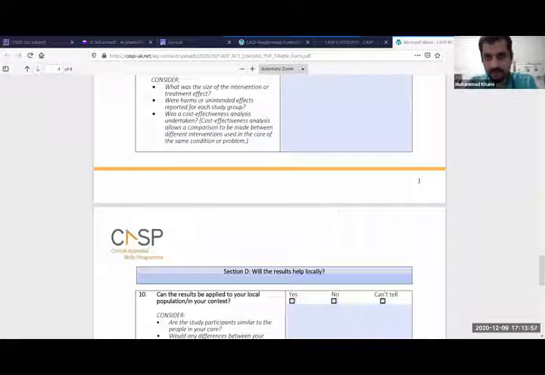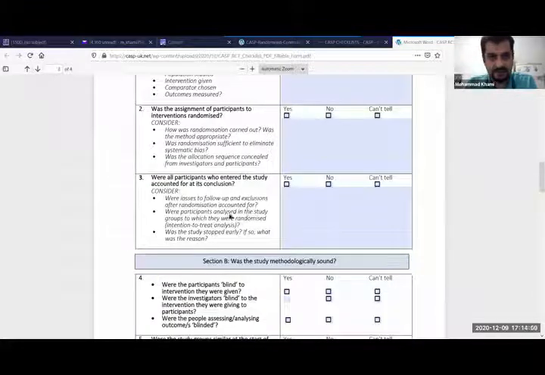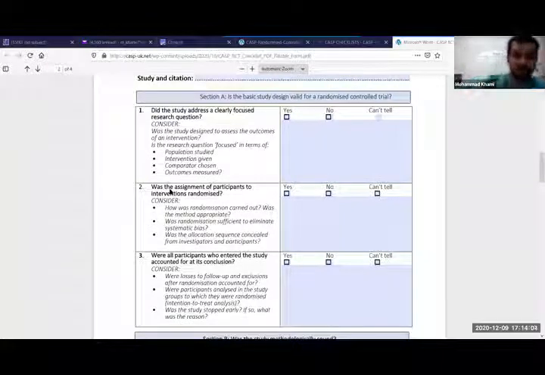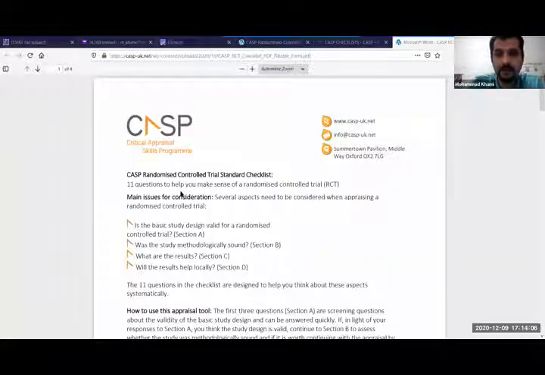Okay, this was the CASP Critical Appraisal Skills Programme checklist for randomized controlled trials. As you could see on the website, there are also checklists by CASP for other kinds of studies.